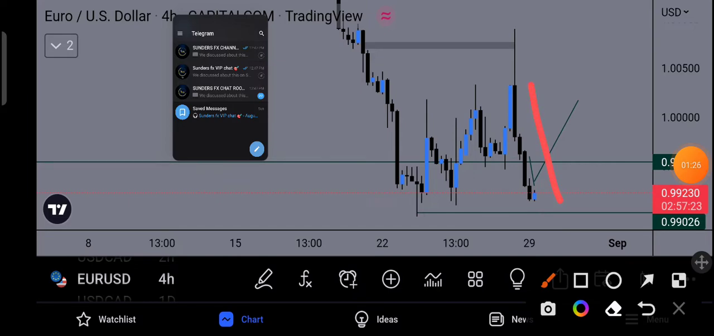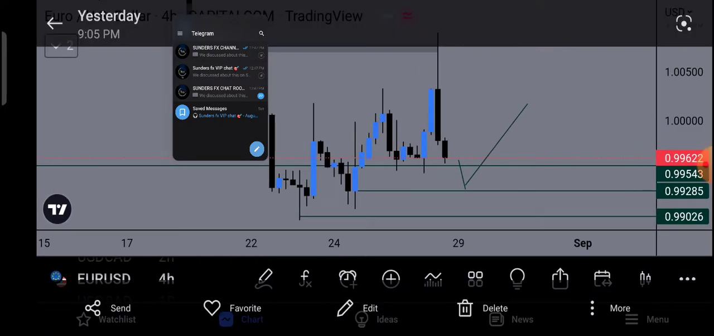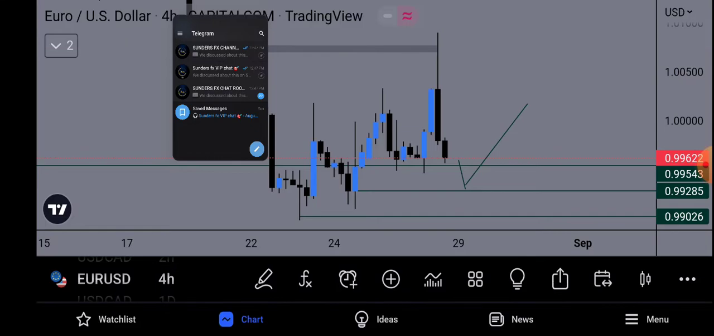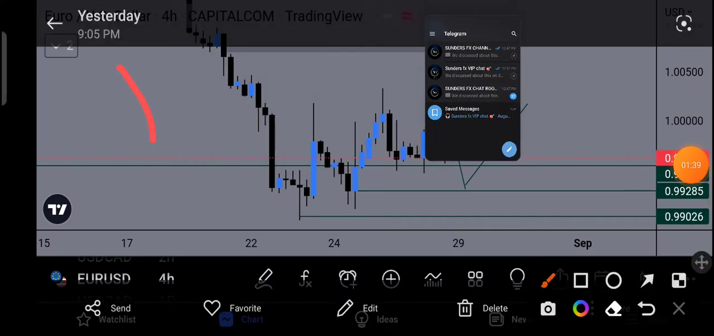As you can see, price came. I told them to expect price lower, then you see that move to the upside. Okay, see when it was starting, you can see the time yesterday. Look at the time, guys. Look at the time here. Yesterday by 9:05 p.m. was when this screenshot was taken.